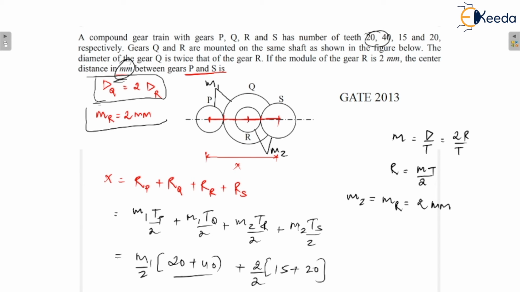So here we have to use the given data, and you just have to use the formula of module. This is the important thing, and you need to understand this diagram. When you focus on the diagram, this length would be equal to the sum of the radii of all the gears. And you just have to put in the value after finding the module using this formula. So I hope you will understand the solution of that question.